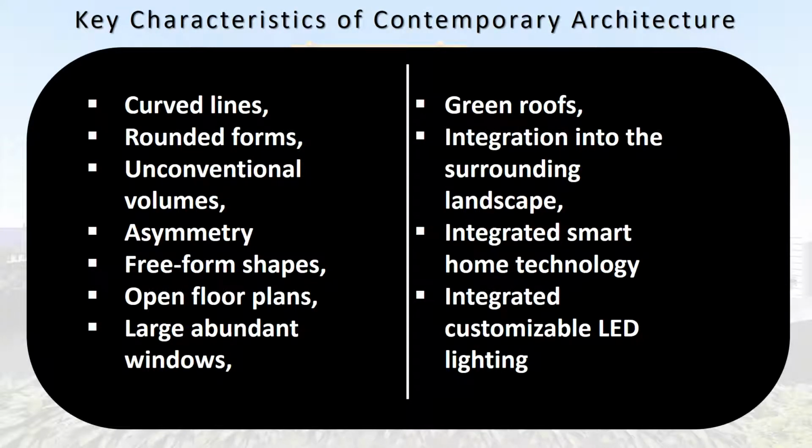And thus, one might also want to know what the characteristics are that really define contemporary architecture. We do have the curved lines, rounded forms, unconventional volumes, asymmetry, free-form shapes, open floor plans, large abundant windows. If you're someone who is interested in a house that has very large openings, then you're tending to contemporary. We talk of green roofs, integration into the surrounding landscape, integrated smart home technology, customized LED lighting. All those are characteristics that define contemporary architecture.